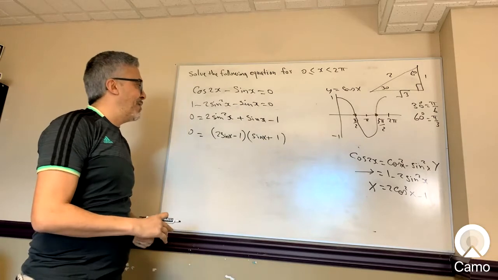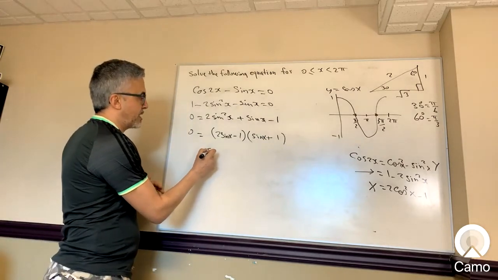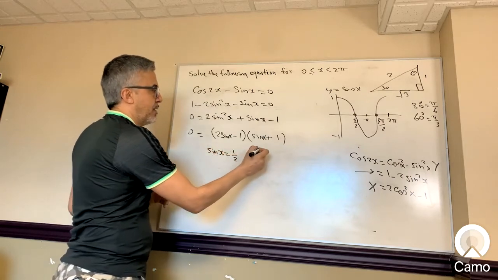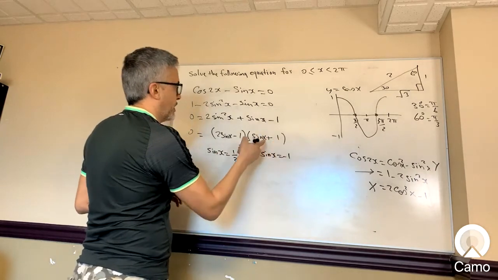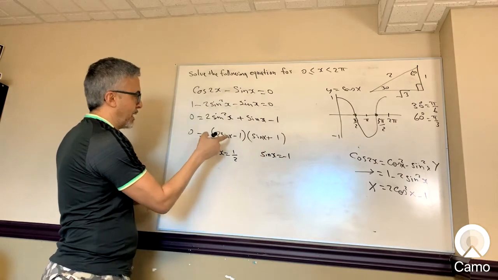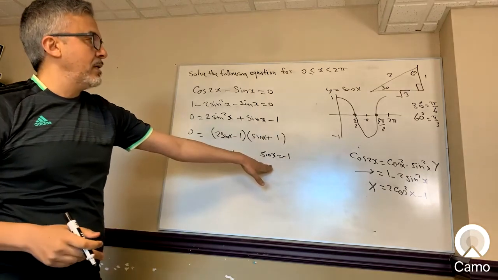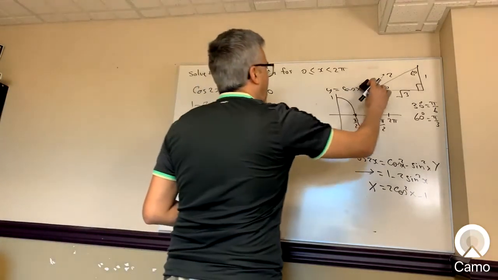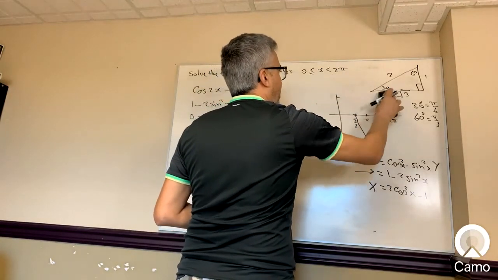Okay. Now from here, I know sine x equals 1/2, and sine x equals negative 1, because that negative 1 will make this 0. And if you make the sine x 1/2, then we'll make this part 0. And so therefore we have these two here. Now, I don't need the cosine graph anymore for this question. I'm going to need the sine graph.